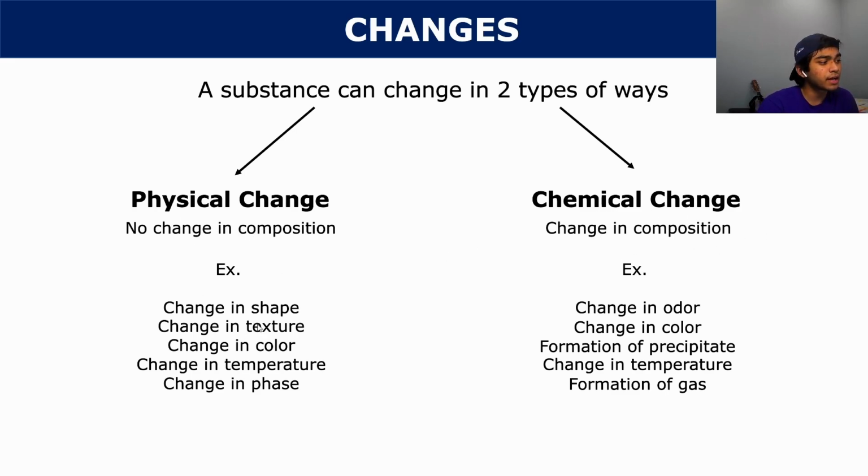Physical changes include things like change in shape, texture, color, temperature, and phase. And chemical changes include changes in odor, color, the formation of a precipitate, changes in temperature, and the formation of gas. If you notice, there are changes that are in both categories. Like you have a change in color as a physical change and a change in color as a chemical change.